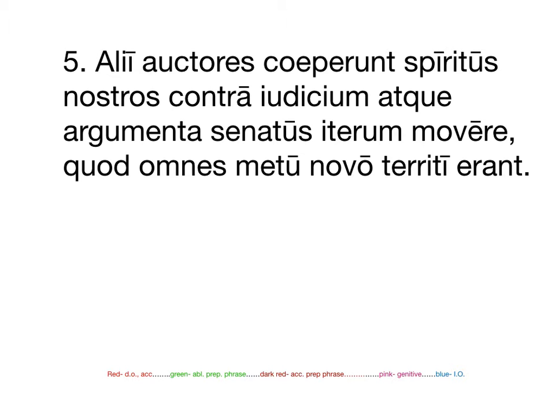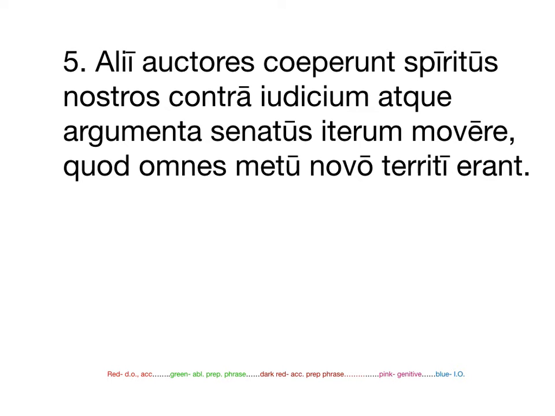There's a bell. So: alii auctores coeperunt spiritus nostros contra iudicium atque argumenta senatus iterum movere quod omnes metu novo territi erant. So I asked kids, what do you think could be the subject here? And somebody said alii auctores looks pretty subjecty. Auctores, since it's third declension, could technically be accusative plural, but alii is just good old second declension. So the only thing they can both be is nominative. So that's going to be our subject.